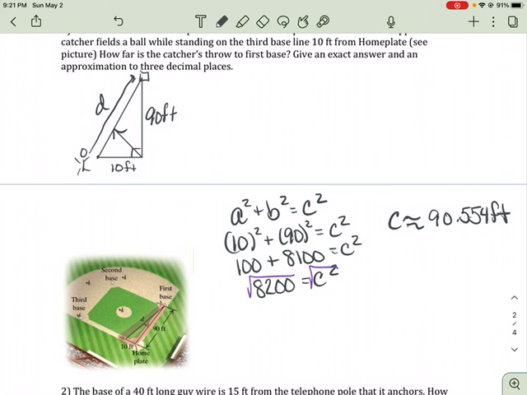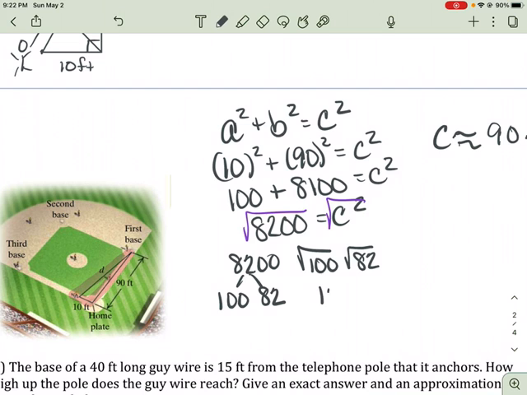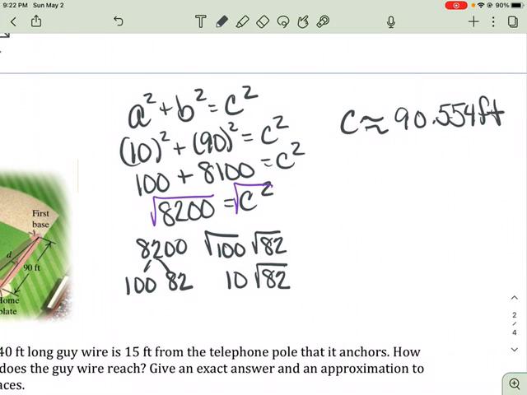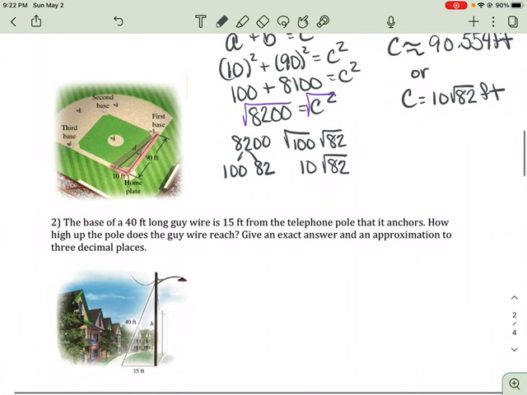Now we're going to have to break this down because I want an exact solution. So 8200, I'm going to break it down into 100 times 82. And I think it's about as good as we're going to get. So the square root of 100, the square root of 82, that's 10 square roots of 82. So it's approximately 90.554 feet, or an exact solution would be 10 square roots of 82 feet. Okay. All right, so let's try the next one.